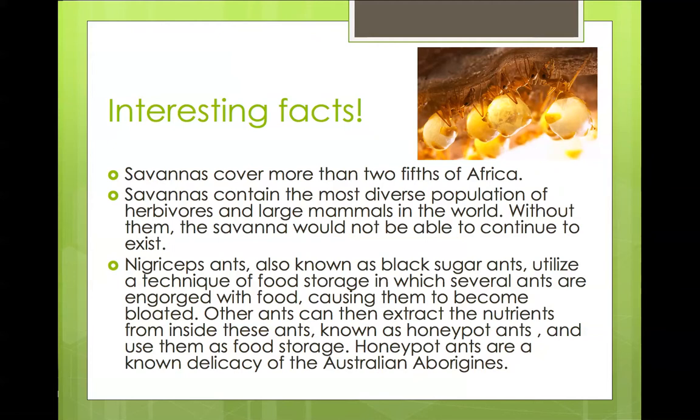As previously mentioned, nigrisep ants, also known as black sugar ants, utilize a technique of food storage, in which several ants are engorged with food, causing them to become bloated. Other ants can then extract the nutrients from inside these ants, known as honeypot ants, and use them as food storage. Honeypot ants are a known delicacy of the Australian Aborigines, though it's not exactly my taste. The image above is an example of the nigrisep ants.